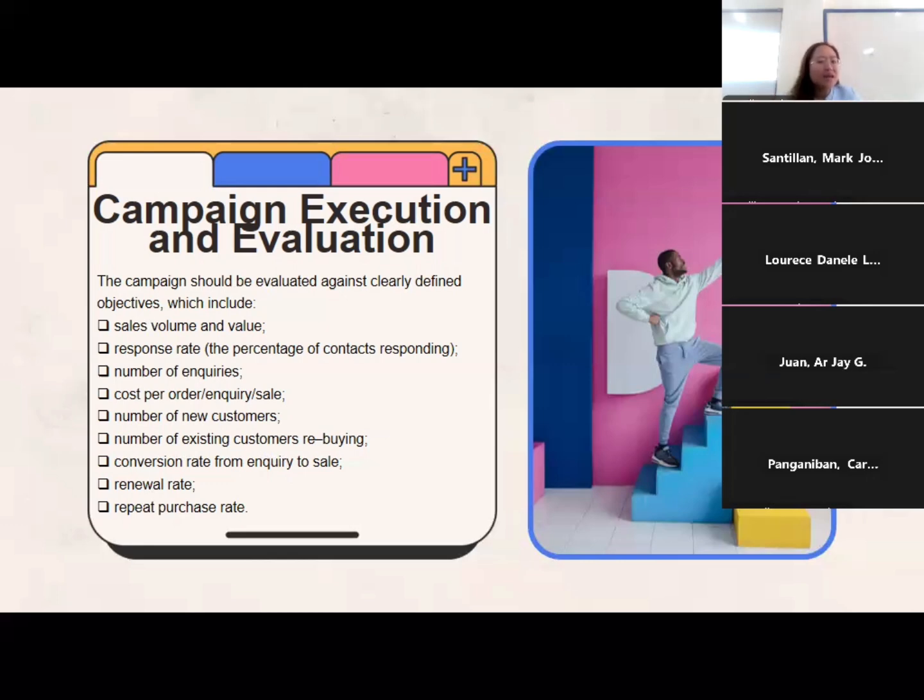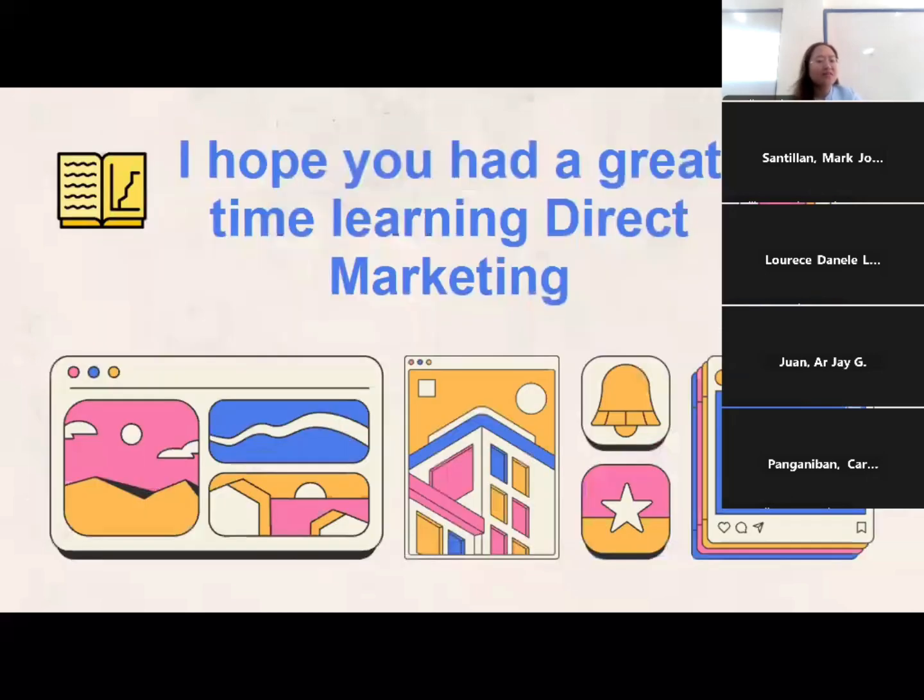So we can say that successful campaign execution involves careful planning, clear objectives, and thorough evaluation of both immediate results and long-term benefits. I think that concludes the discussion on lesson number 3.